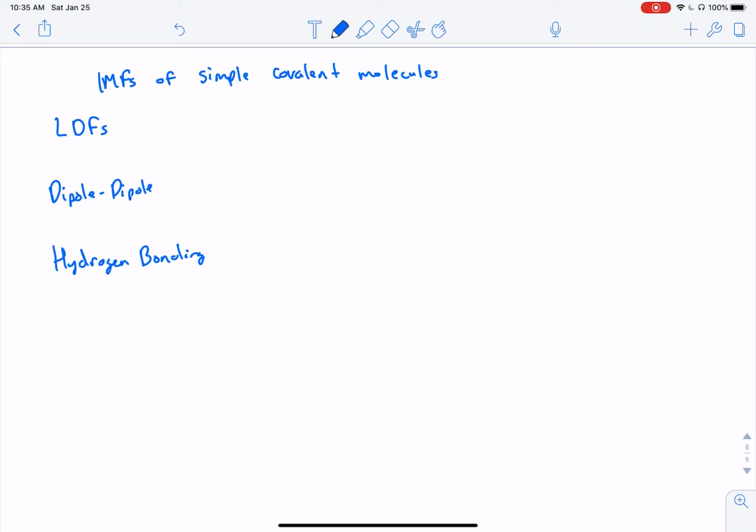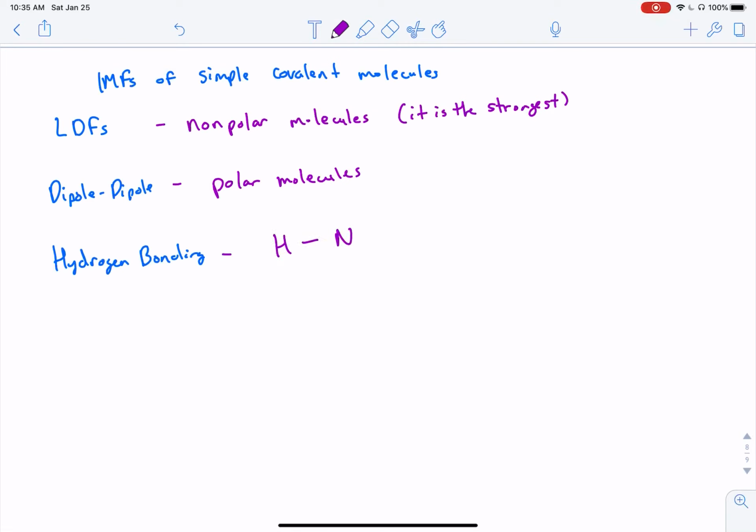But these relate to the type of molecules. So in nonpolar molecules, it is the strongest. So nonpolar molecules, LDFs are the strongest. In polar molecules, dipole-dipole. And then if you have H bonded to N, O, or F, then this is the strongest.